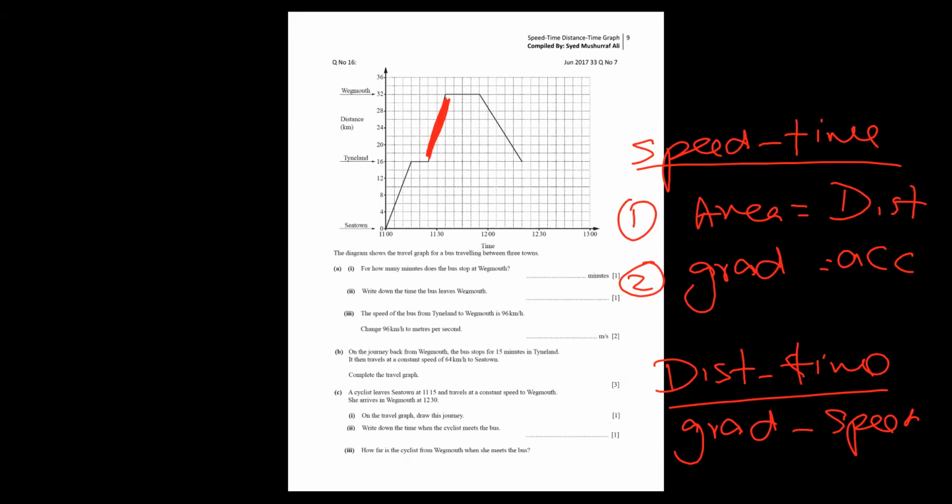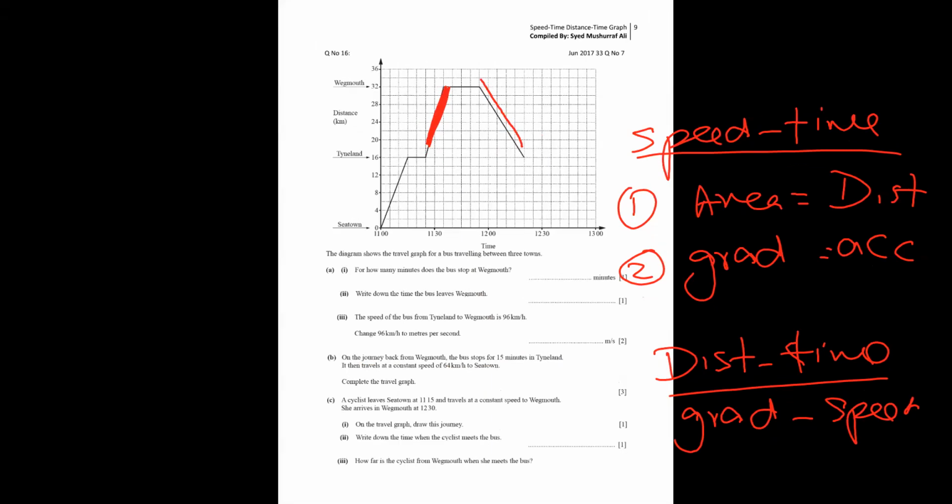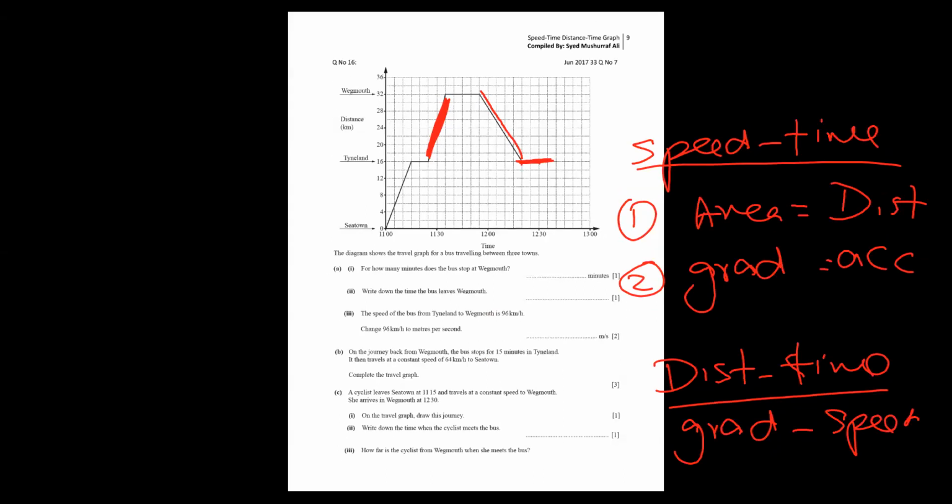Next, part B: on a journey back from W, the bus stopped for 15 minutes at T. So while coming back, we have a stop somewhere, maybe like this. I just show you where the stop is, like here. I don't know how much time, but I'll tell later. It is 15 minutes. I'll discuss how to draw the rest of the graph, with constant speed to reach back to town S. We have to draw like this, and I will discuss it later, inshallah.